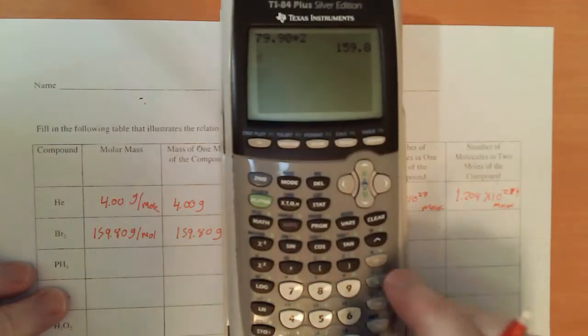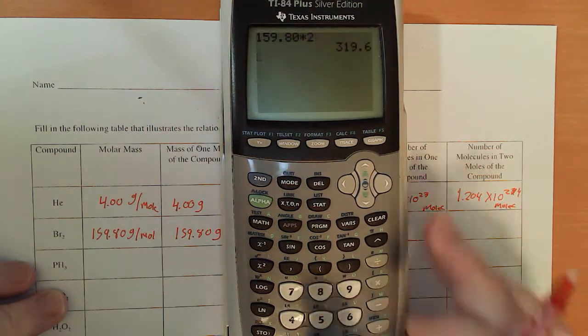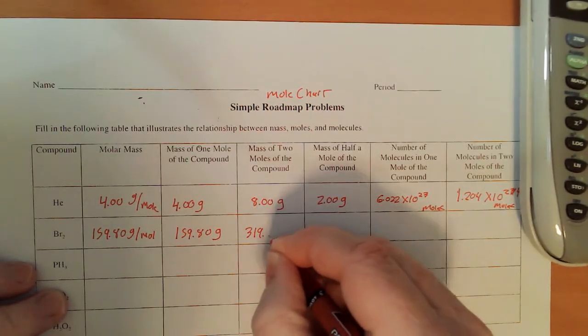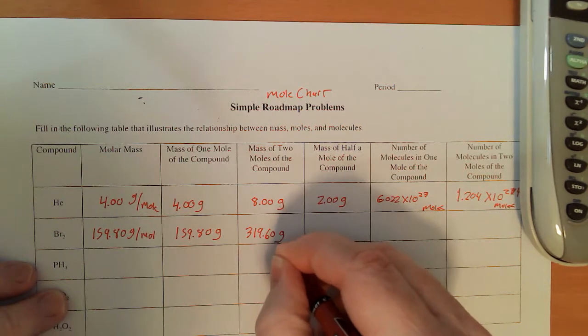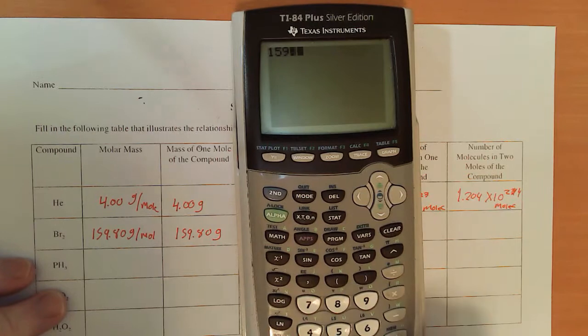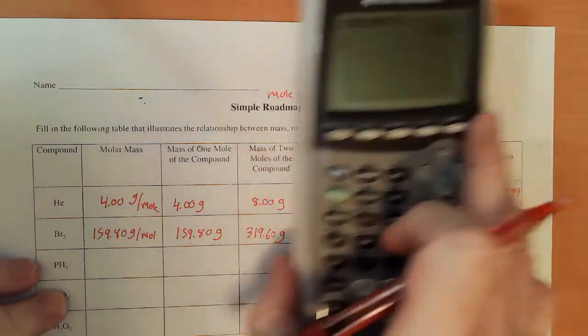Now, for 2 moles, I take my 159.80, I multiply it by 2, and I get 319.6 grams. For half a mole, I take my 159.8, multiply it by 0.5, and I get 79.9 grams.